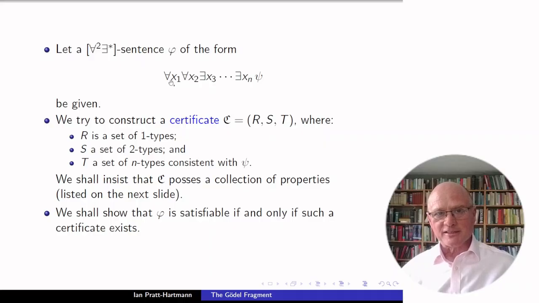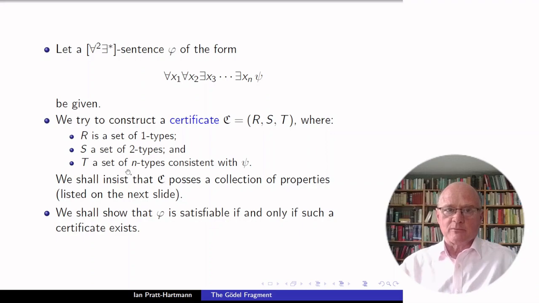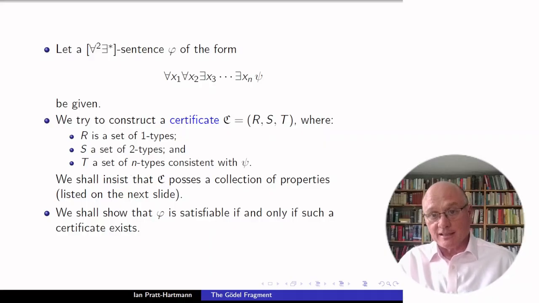So the sentence looks like this: for all x1, for all x2, a bunch of existential quantifiers, n variables in total, let's say, and we have a quantifier-free part, psi. So let's fix such a sentence and call it phi. What we'll do is construct a certificate, call it C, which has three components, R, S, and T. R is a set of 1 types, S is a set of 2 types, and T will be a set of n types consistent with psi. Psi is a quantifier-free formula in the variables x1 to xn. To say that an n type is consistent with psi is just the same as saying that that n type entails psi, of course.